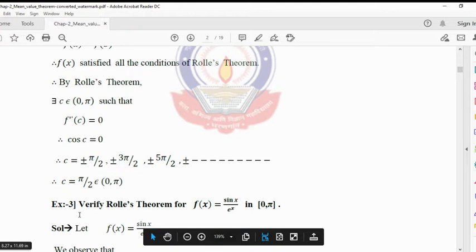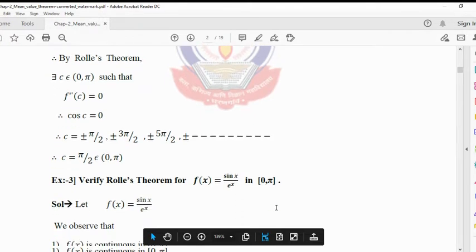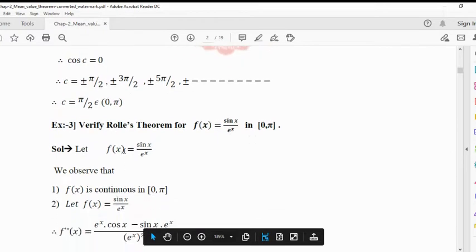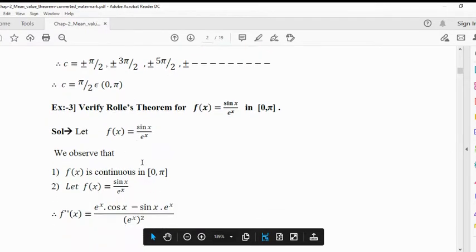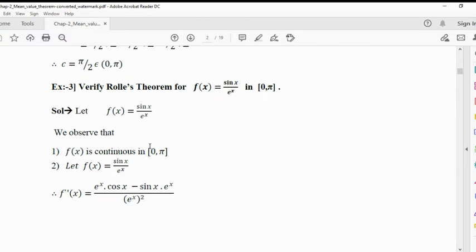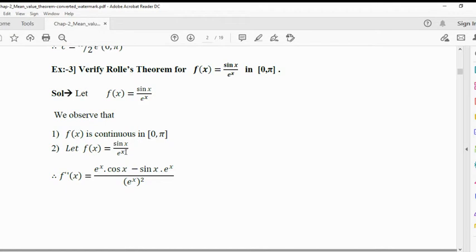Now, third example: verify Rolle's theorem for f of x is equal to sin x upon e raised to x in the closed interval 0 to pi. Similarly as above, this is the given function f of x is equal to sin x upon e raised to x. We observe that f of x is continuous on the closed interval 0 to pi. We have to find the derivative of this function.